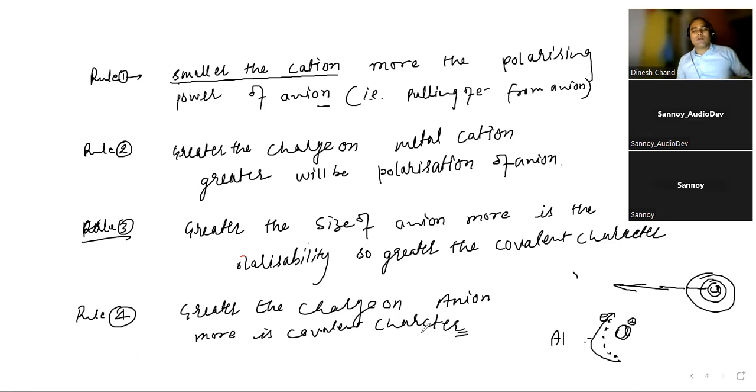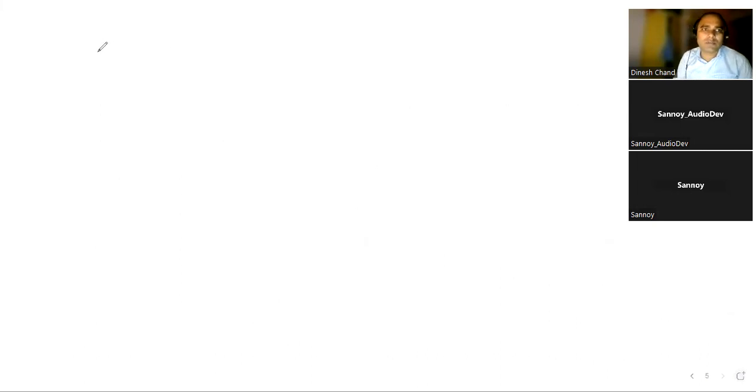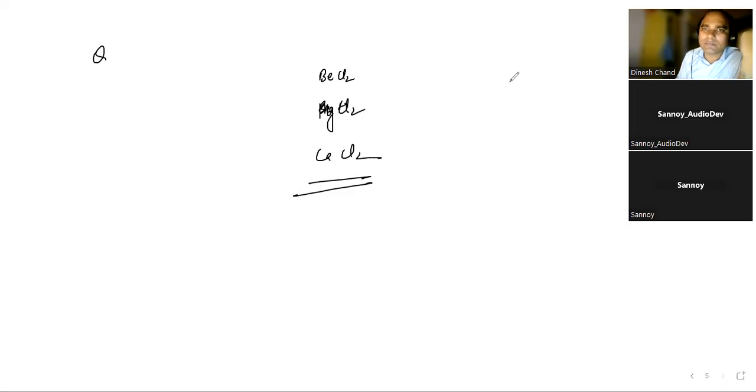So I hope you will be able to understand a little bit. Now let me frame one question. I am having LiCl. No, don't take LiCl, because only in group 1, LiCl is the covalent one. I am taking another one: BeCl2, MgCl2, CaCl2. Which has the greater covalent character?